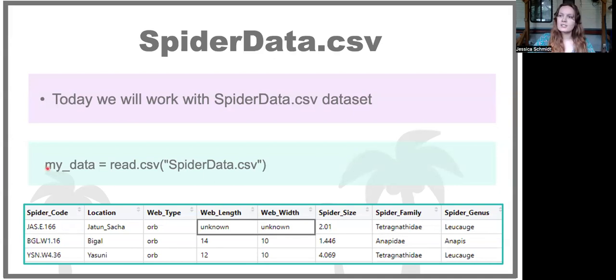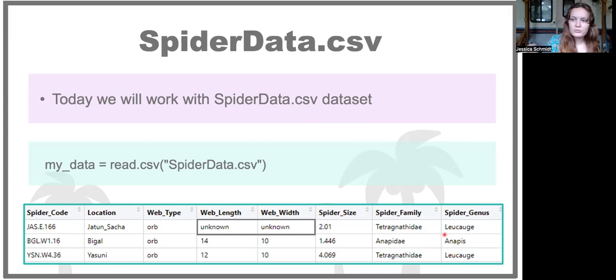So I have my working directory set already. I have the data downloaded already. So all I have to do is call it my data equals, and then read.csv in my spiderdata.csv. And this data set, it's pretty neat. It contains around 700 rows of data on individual spiders, including a unique identifier code for each one, the location that the spider was found, the type of web that the spider has, the length and width of the spider web in centimeters, the size of the spider in millimeters, and the taxonomic family and genus of the spider.